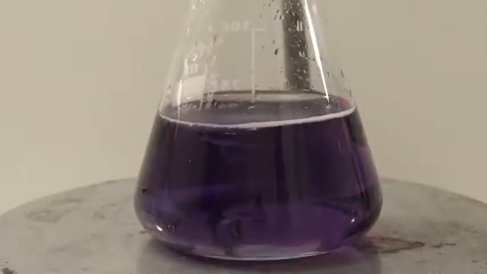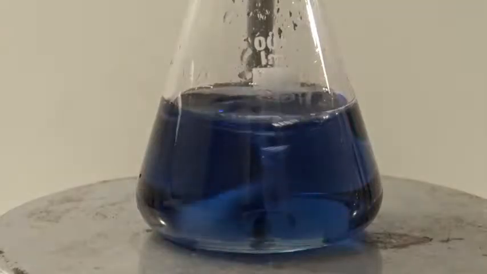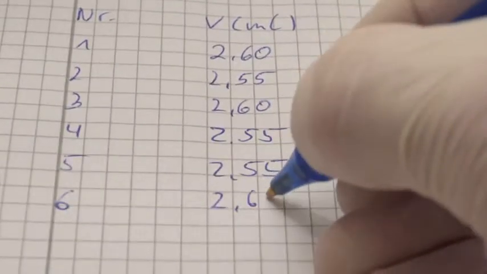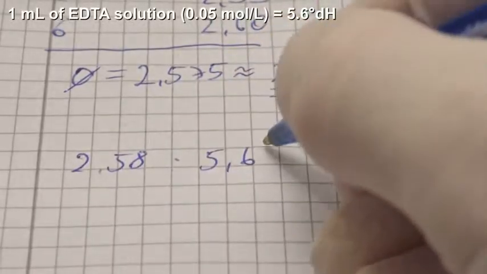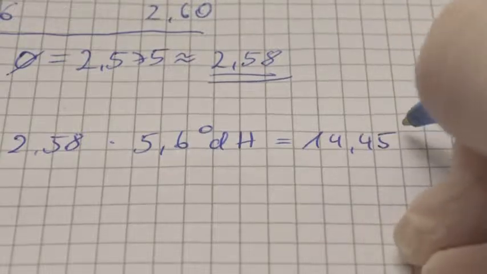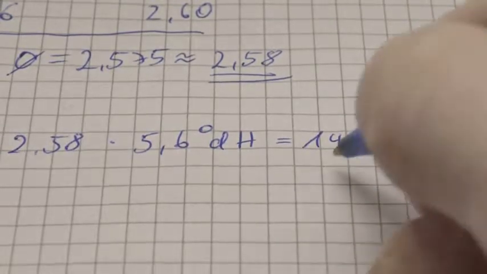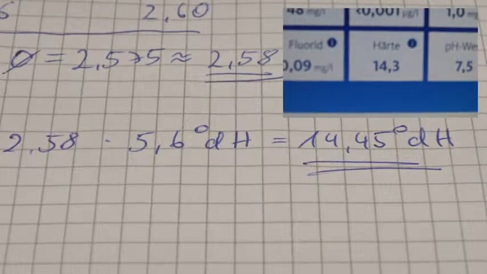In the first run, 2.6 ml of solution were added. In total, 6 samples were measured and at the end the mean value was calculated. Then, per milliliter of EDTA solution, you get 5.6 degrees German hardness, which leads to a value of 14.45 degrees German hardness. This is quite high, but close to the value of the water utility.